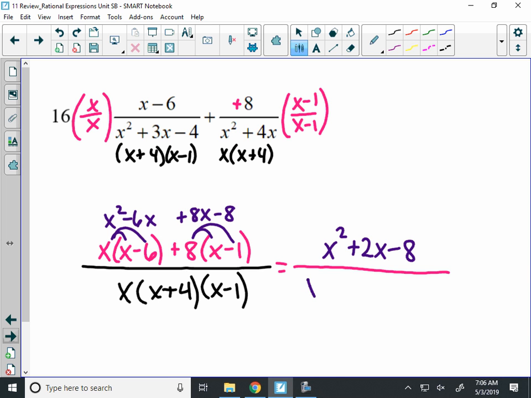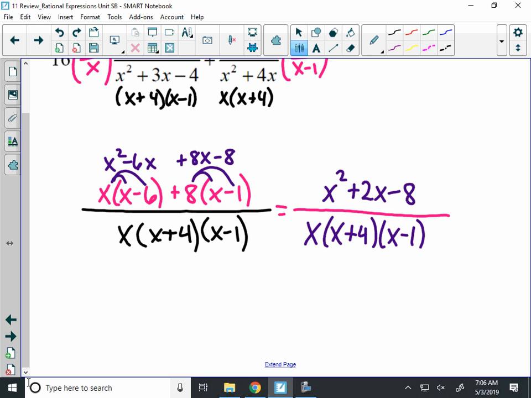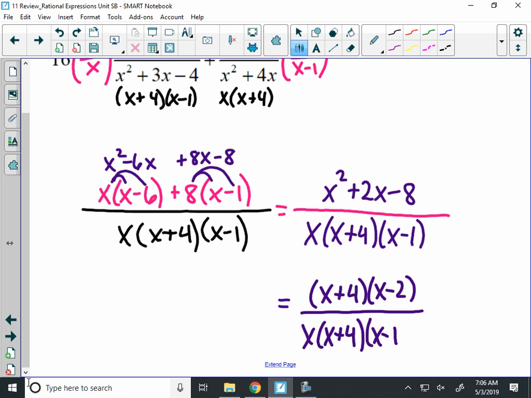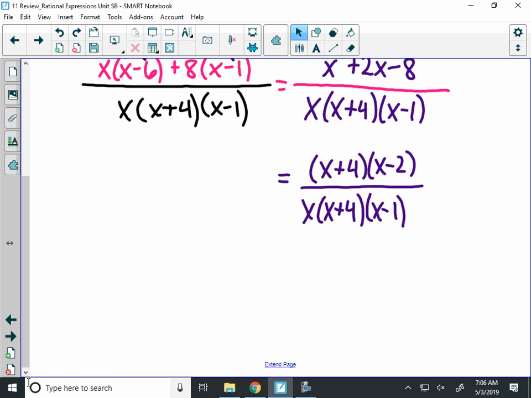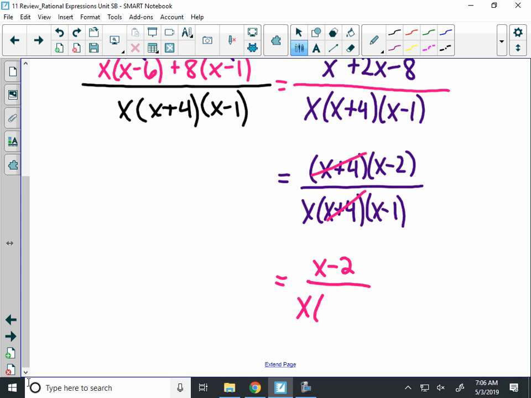All right, and then over my common denominator, now I need to simplify by factoring the numerator. So two numbers that multiply to negative 8 and add to 2 would be 4 and negative 2 over my common denominator. And you are now able to cancel off the common factors, which are x plus 4. That's it for here to simplify. So I have x minus 2 over x times x minus 1.